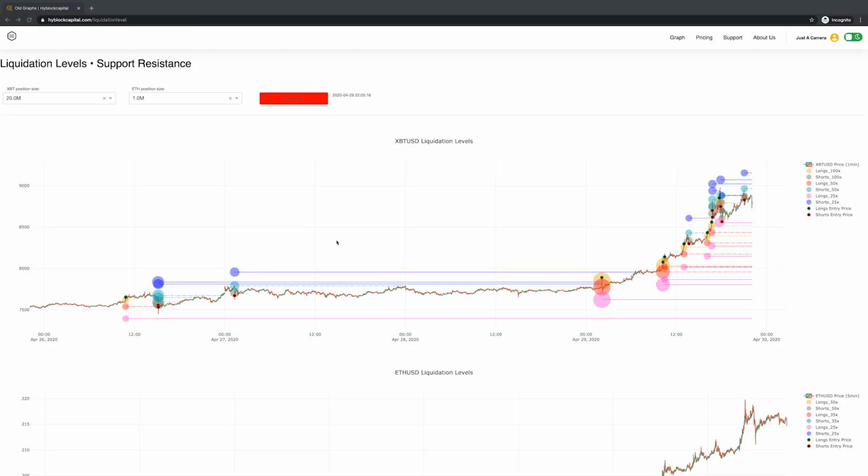So today we're going to be looking at the liquidation levels on HyBlock Capital. Now, before we dive into all the different tools and incredible features that HyBlock Capital has on their platform, I want to take a step back and do a little recap of courses 1, 2, and 3 and the intro that we gave you to liquidity theory.